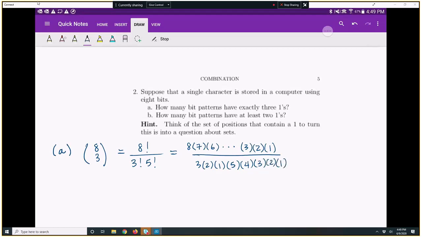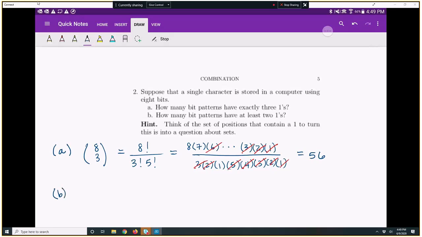So if I do my cancellations, these are going to cancel. So then what I'll be left with is 8 times 7 times 6 divided by 3 times 2, which is 6. So this also cancels. So this is 56. So for part A, there are 56 bit patterns that have exactly 3 ones.